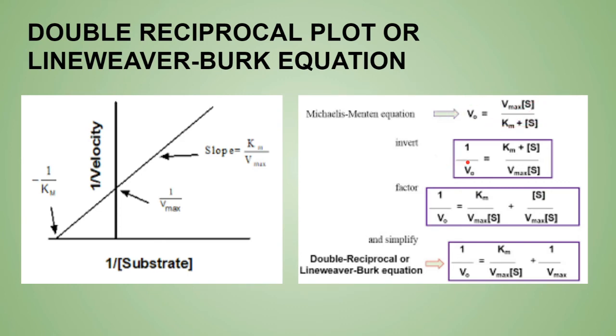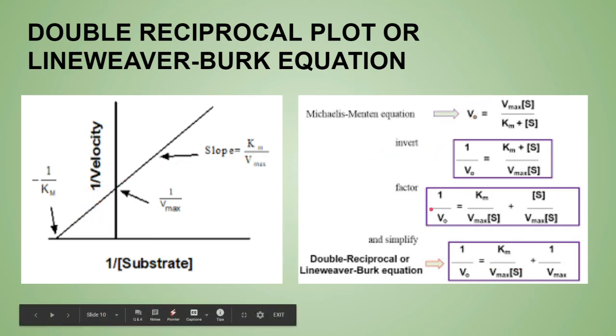Now we will invert this. Why? Because we have taken less amount of substrate and found the reciprocal of this, and then we will continuously extend the line to get the reciprocal of this particular plot in the graph. So at the end you will get the double reciprocal equation, that is, 1 by velocity is equal to Km upon Vmax into substrate plus 1 upon Vmax.